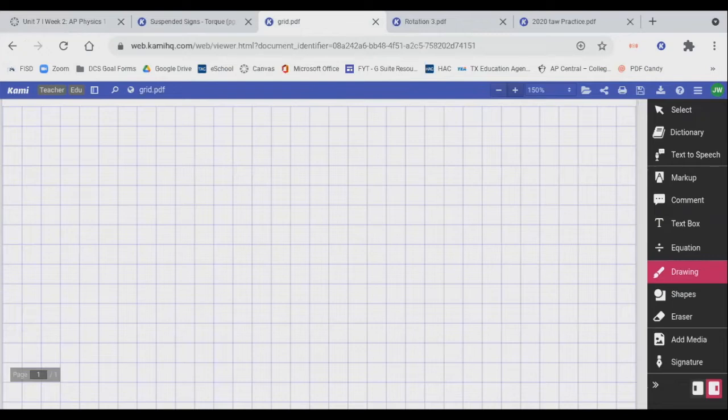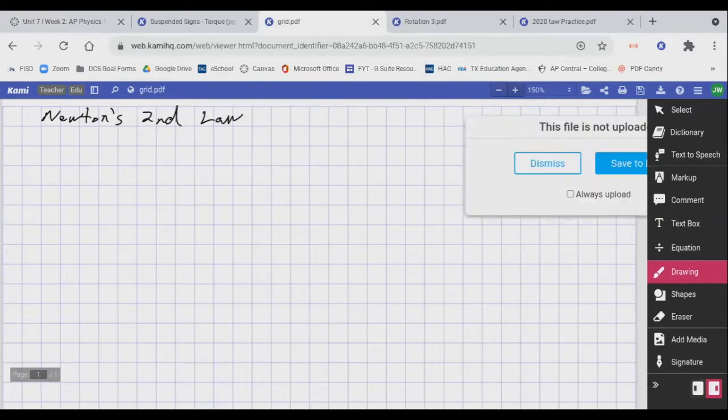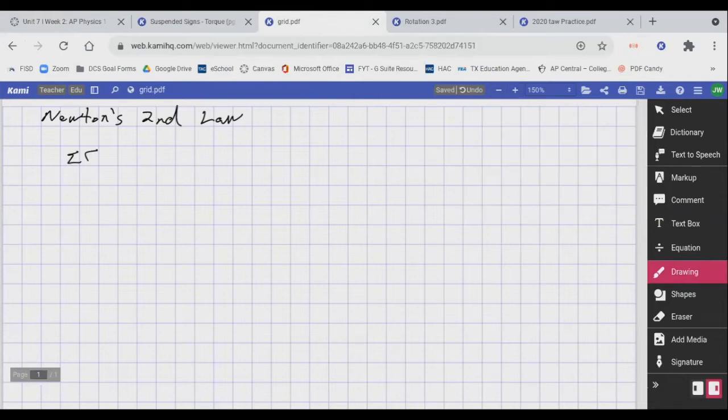If we remember from Newton's second law, what was Newton's second law? So let's put Newton's second law. And Newton's second law had something to do with forces, didn't it? It was something to the effect of summation of forces equals mass times acceleration. Okay. I'm going to use this equation, but I'm going to rearrange it so that it solves for acceleration. And we can say that acceleration is equal to the summation of forces divided by the mass.